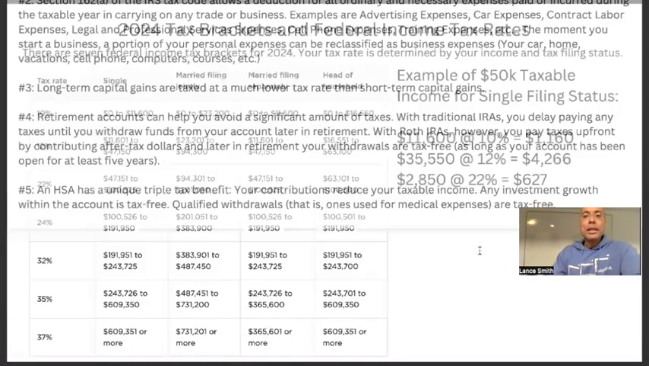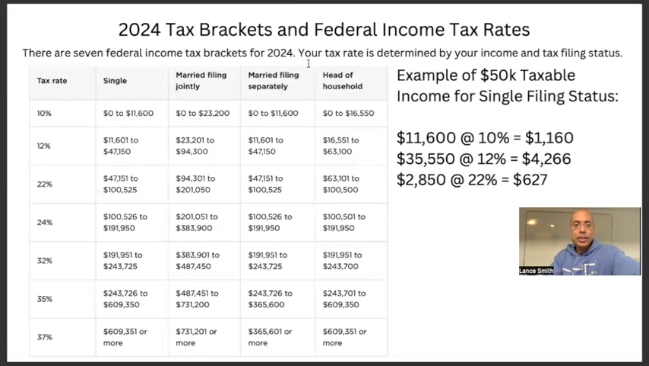Now, let me share with you this chart. This here is the 2024 tax brackets and federal income tax rates. Now, there are 7 federal income tax brackets for 2024, and your tax rate is determined by your taxable income and your tax filing status. Let's go through an example. Let's say you are a single filing status, and let's say that your taxable income is $50,000.